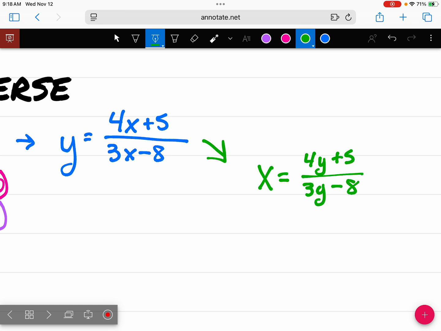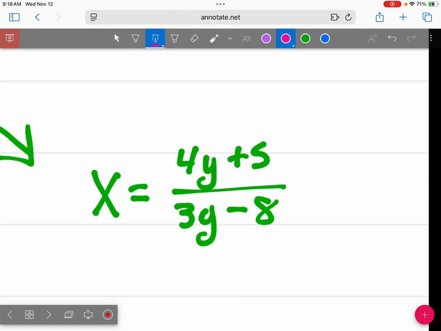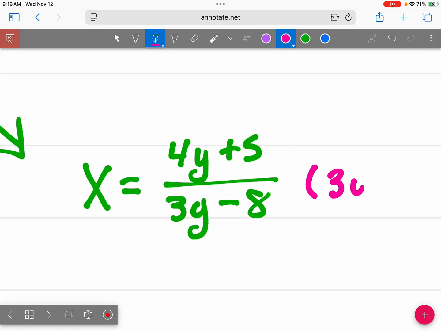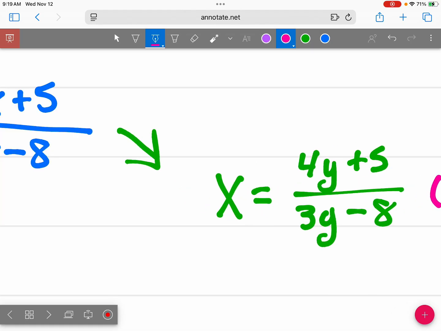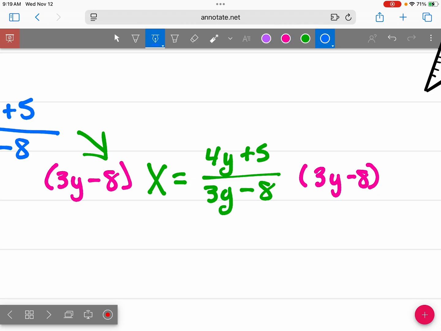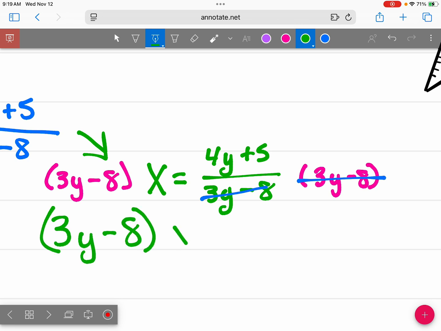What should we do first? Multiply both sides by that denominator. I'm going to take my 3y minus 8 times this side and my 3y minus 8 times this side. So I'm multiplying by my denominator. That piece and that piece are going to cancel out entirely. So we're going to be left with our 3y minus 8 times x equals 4y plus 5.